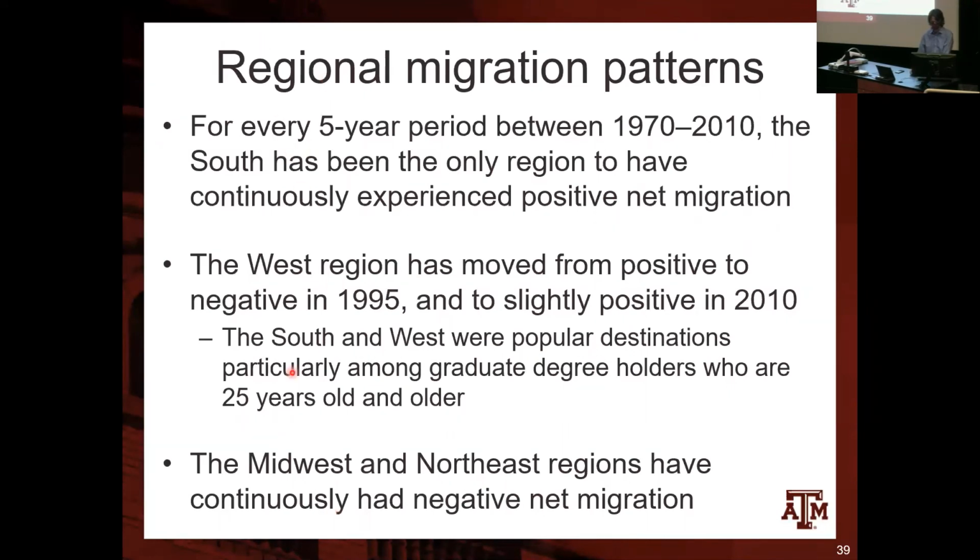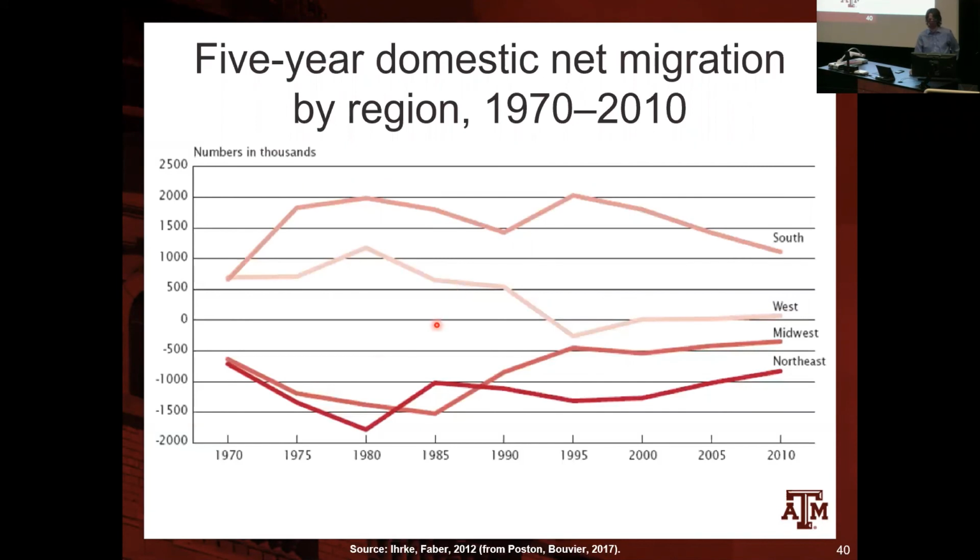This explanation here is exactly the explanation of this graph. So this is domestic migration, that's net migration. So the South always positive from 1970 to 2010. The West positive, became negative in 1995, and then is slightly positive now again. And the Midwest and the Northeast have been always experiencing more people getting out of those areas than moving in.